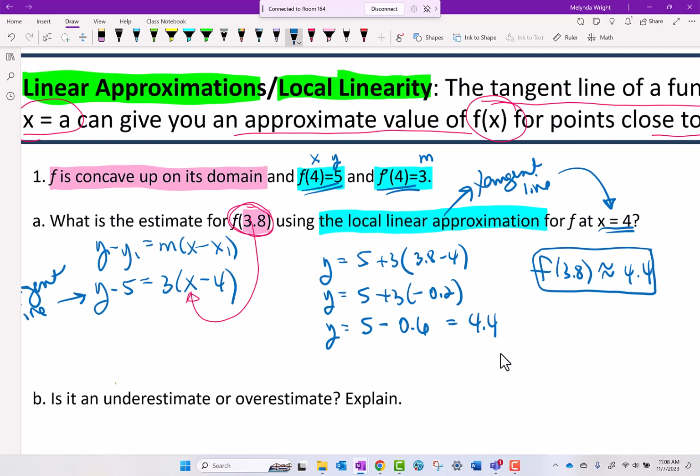How are we feeling about that? Are we okay with the linear approximation? Okay, that's what we do every single time. We find the tangent line, then we plug in the value we want to approximate.